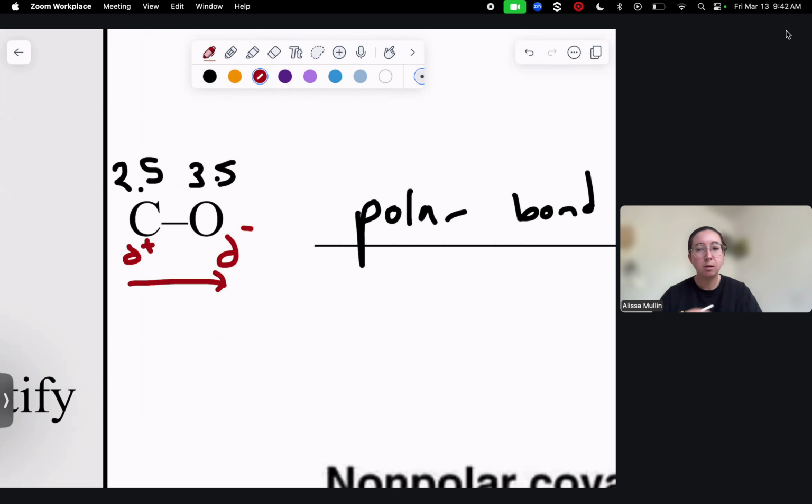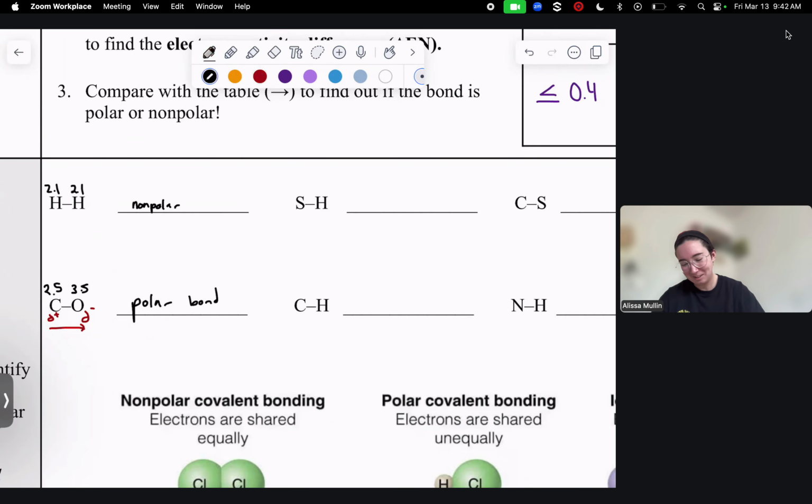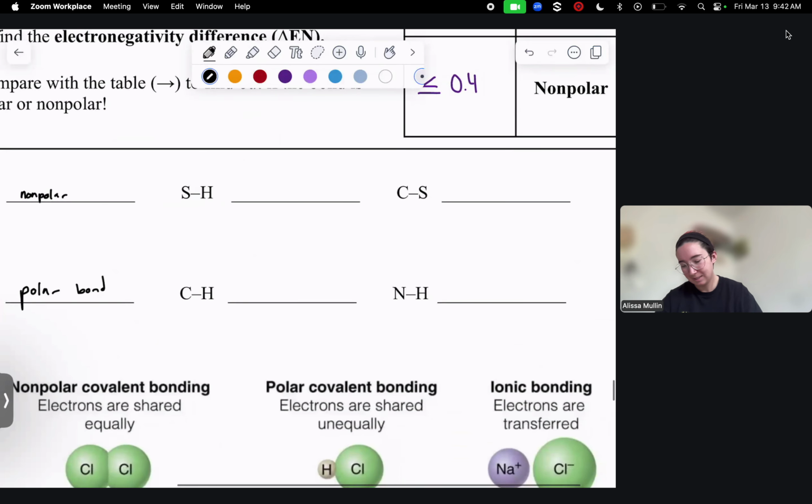Okay, so how about you pause this and try the other examples? Help out your neighbor. Welcome back. Hopefully this has been paused, and now I will go over these.